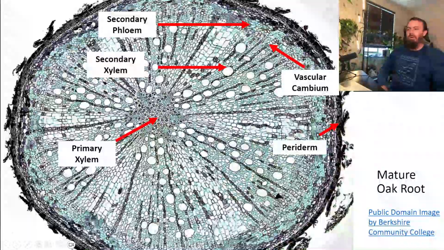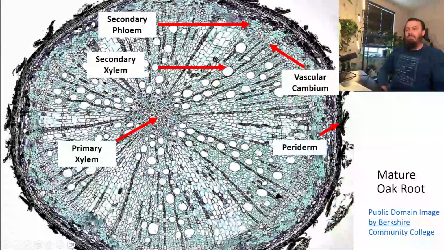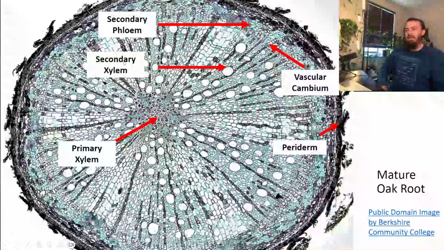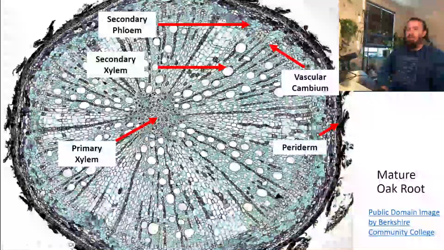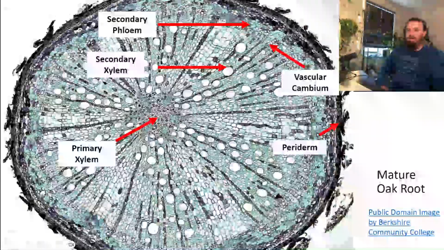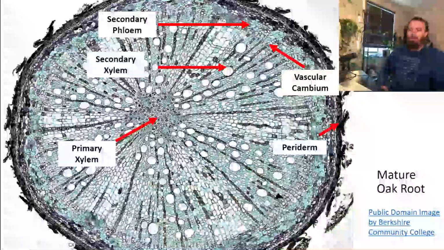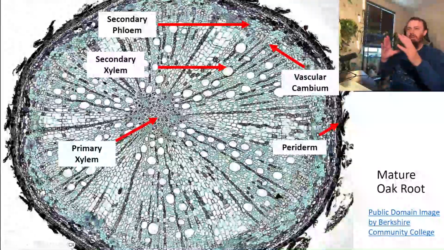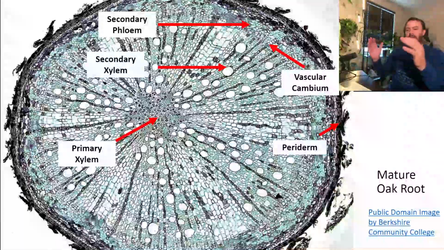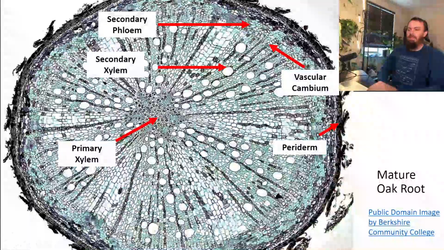Here's a root for comparison. In the very center, we have the primary xylem. Remember, that originated from the primary meristems. And then the secondary xylem, which originates from the lateral meristems. Down here, we have the vascular cambium. Inside of that, secondary xylem. Outside of that, secondary phloem. And then we have periderm again on the outside. So vascular cambium, xylem inside, vascular cambium, phloem outside. That pattern is going to be continuous through the roots and through the stems.